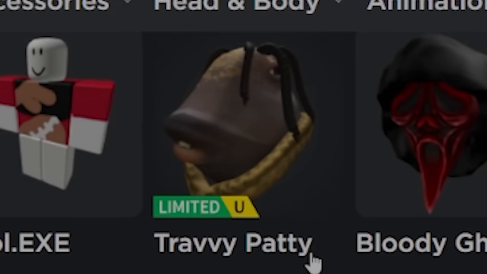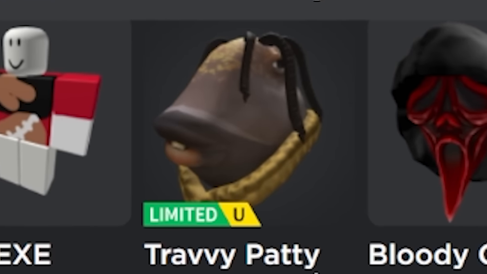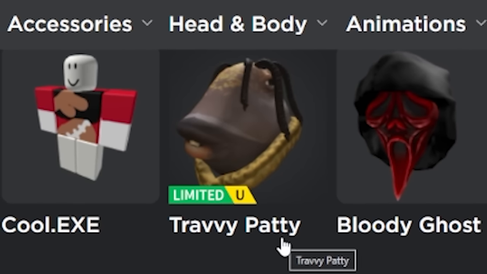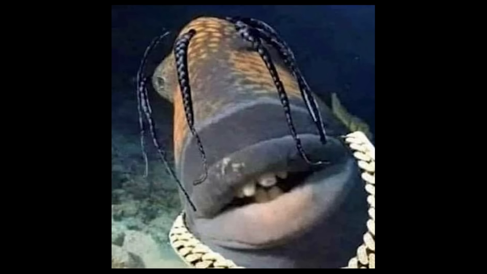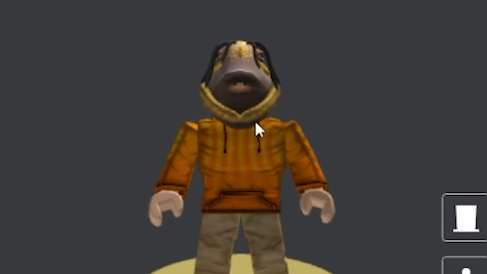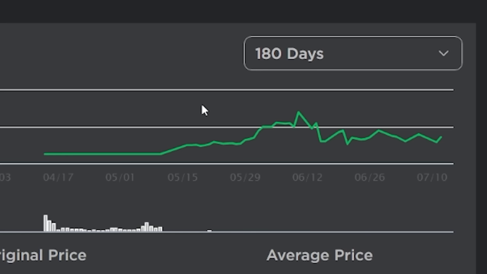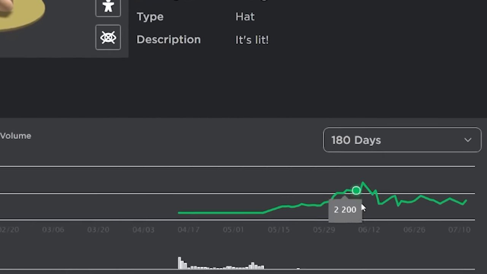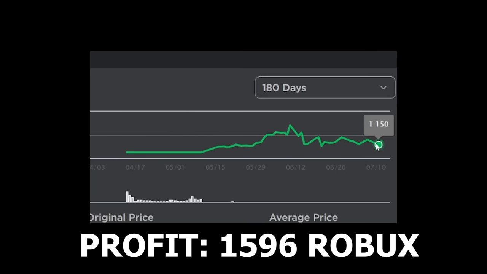The Travi Patty Limited UGC. I bought this one kind of just as a joke because I thought it was funny. It's supposed to be Travis Scott fish meme. Is this meme already dead? Apparently not. I bought it for 500, which is pretty steep. I'm not sure why I did that, but I made 1,000 Robux almost.